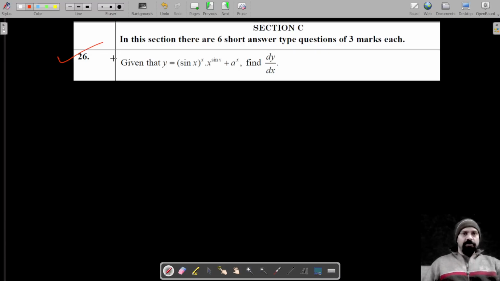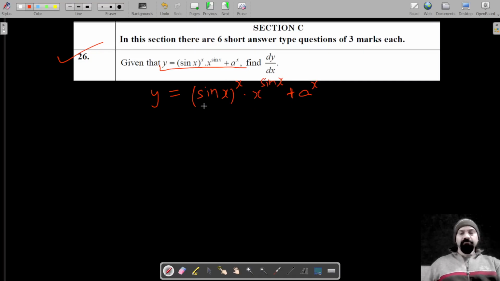For section C, question number 26, we have to find the differentiation of the given function. The given function is y is equal to sine x raised power x into x raised power sine x plus a raised power x. Obviously here the function is in power of the function, so we are going to use log, but for this term only. So let's consider this term to be u.